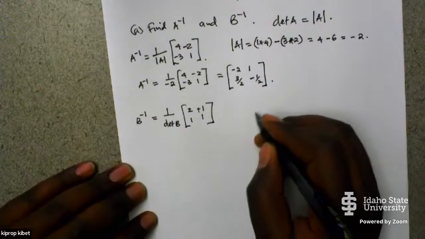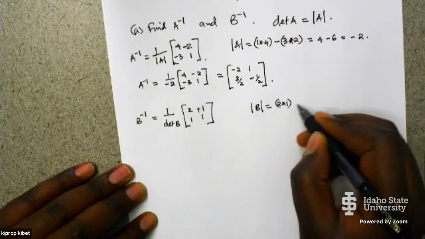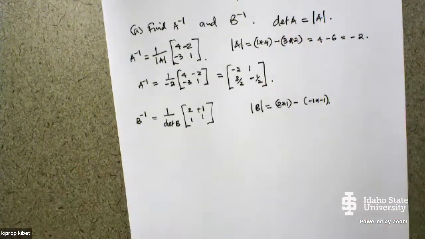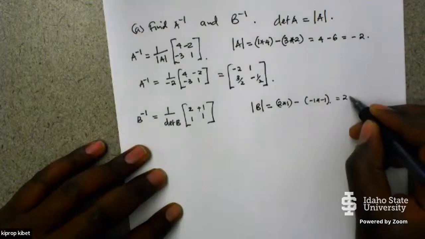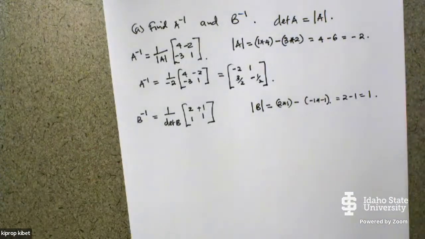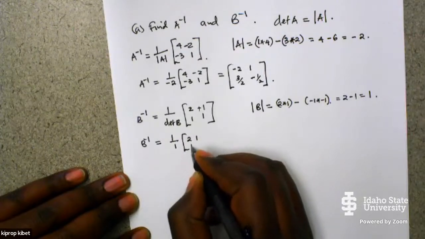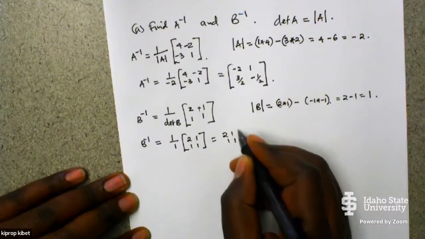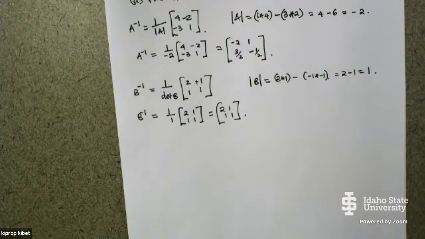So what is our determinant of B? Our determinant of B is 2 multiplied by 1 minus -1 multiplied by -1. Again, make sure you remember those signs. So 1 multiplied by 1 is 1, so this is 2 minus 1, which is equal to 1. So our B inverse is 1 all over 1 times [[2, 1], [1, 1]], which is [[2, 1], [1, 1]]. Okay, that's how to get the inverse of a 2x2 matrix.